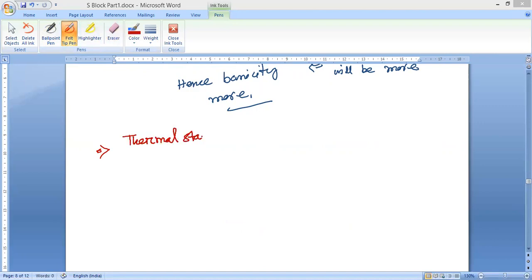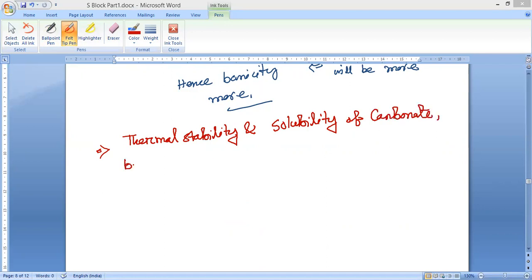Thermal stability and solubility of carbonate, bicarbonate, important topic. From here you may get MCQ in your entrance examination. So most important topic this one.